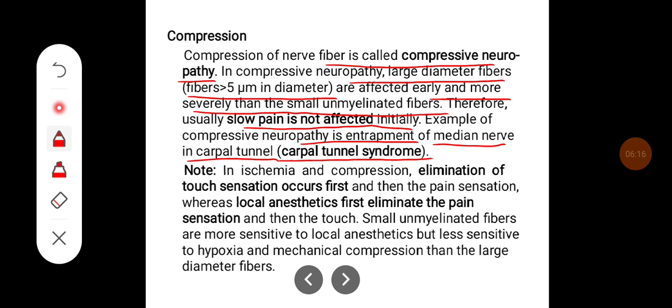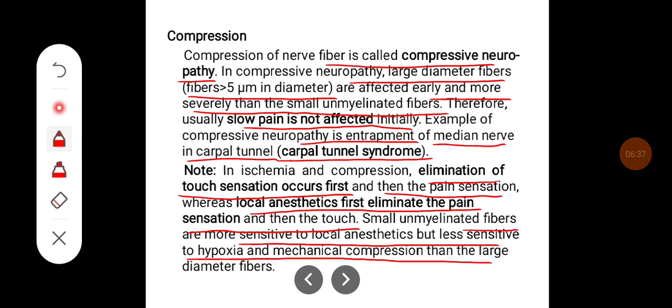Note that in ischemia and compression, elimination of touch sensation occurs first and then the pain sensation, whereas local anesthetics first eliminate the pain sensation and then the touch. Small unmyelinated fibers are more sensitive to local anesthetics but less sensitive to hypoxia and mechanical compression than the large diameter fibers.